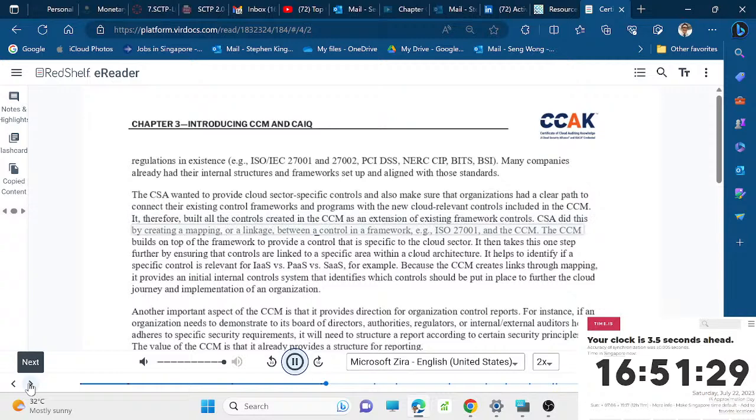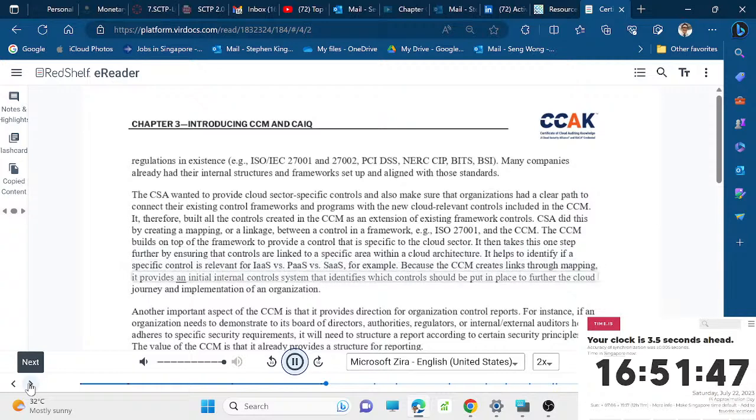CSA did this by creating a mapping, or a linkage, between a control and a framework, for example ISO 27001, and the CCM. The CCM builds on top of the framework to provide a control that is specific to the cloud sector. It then takes this one step further by ensuring that controls are linked to a specific area within a cloud architecture. It helps to identify if a specific control is relevant for IaaS versus PaaS versus SaaS, for example.